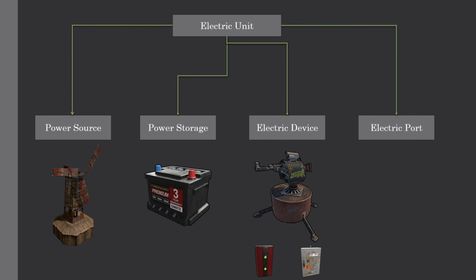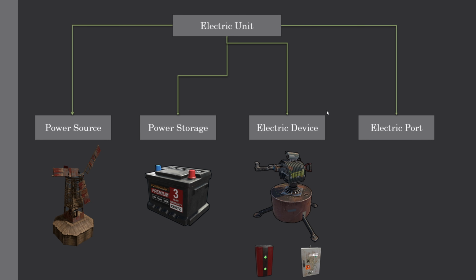Hello everyone. So before going to Unity and start building our system, I want to show you the main structure of the system we will build because it's so important to understand the main structure of the system, of any system actually, before making any coding. This will make everything easier. So as you see, our system has several branches. We have power sources, power storages, electric devices, and we have electric ports.